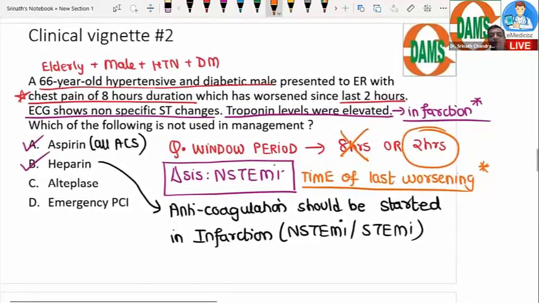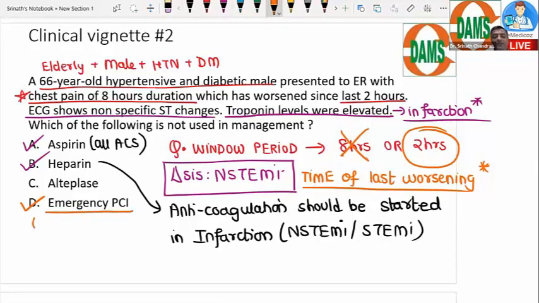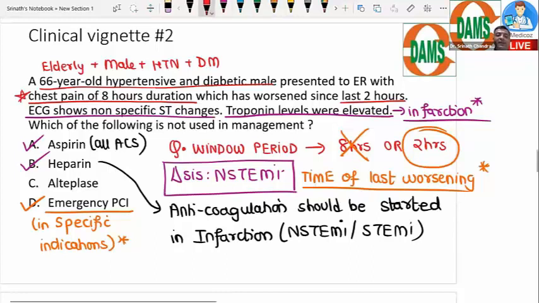How to count the window period from the time of last worsening. So these two definitely have to be given in all patients. And you can also do emergency PCI in specific indications. In the presence of specific indications, you can do emergency PCI, but definitely not thrombolysis. No role of thrombolysis. That is the correct answer.